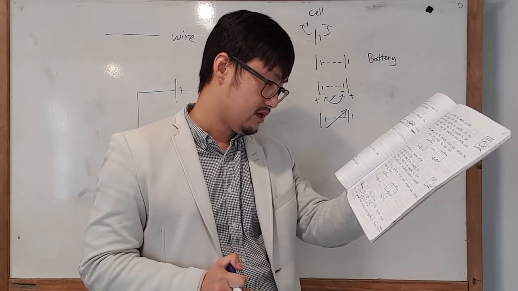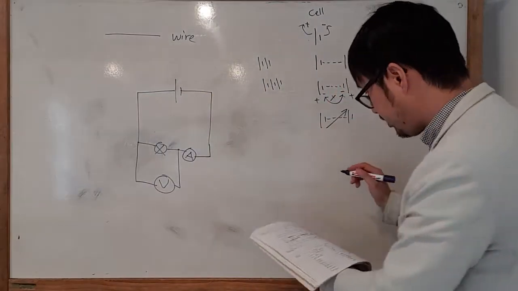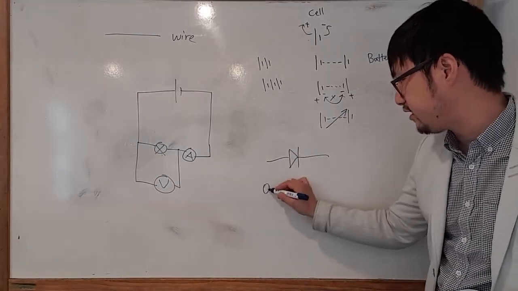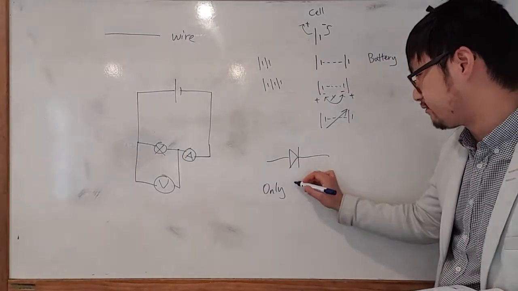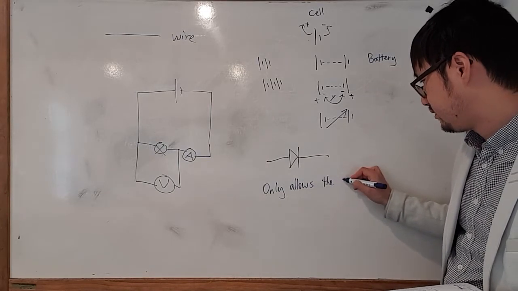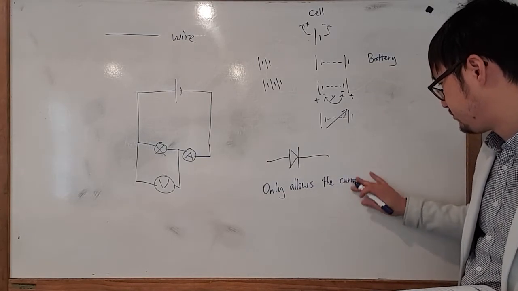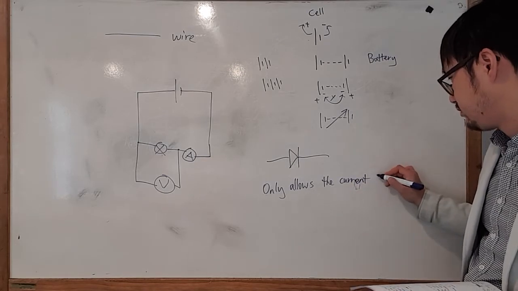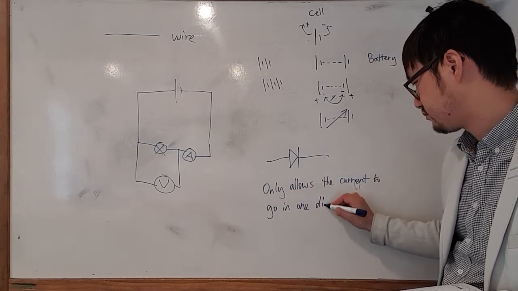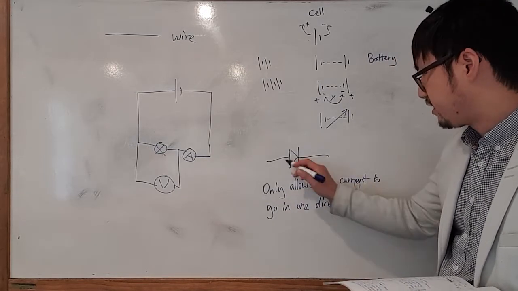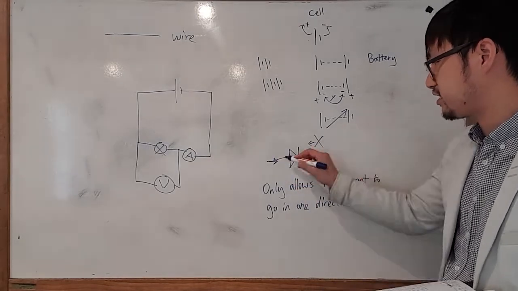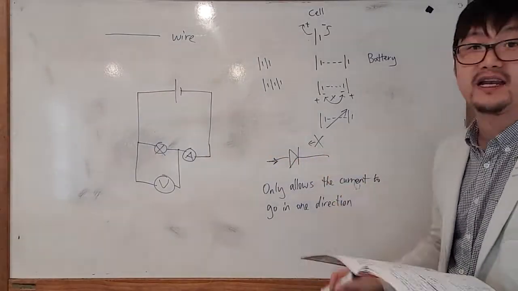I also want to quickly talk about the diode. A diode can only allow the current to go in one direction. The current can come from this way and go through, but it cannot come from this direction. This is blocking it. But from this side, it can go through.